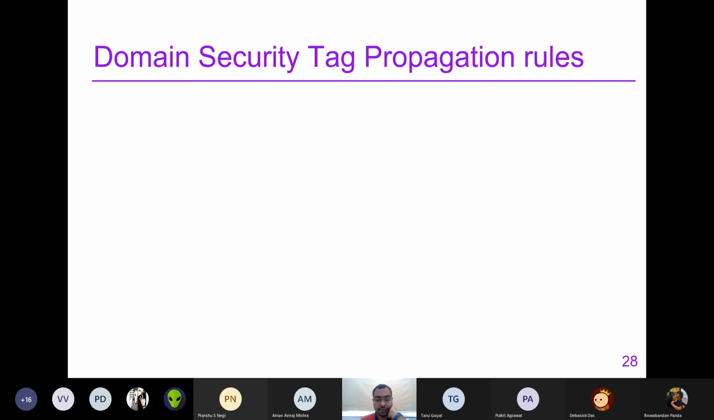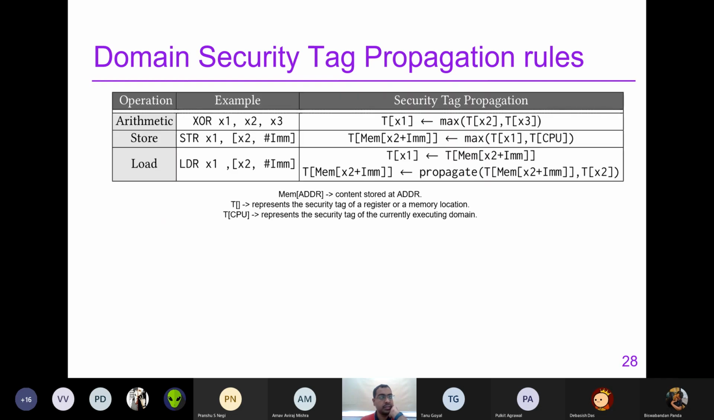And then the domain security tag propagation rules. So this set of rules defines, whenever some operation is performed, how either the register or the memory is updated. We will look at them one by one. So first, if you look at only arithmetic operations, suppose we have this operation where x1 is the destination, x2 and x3 are the source registers.